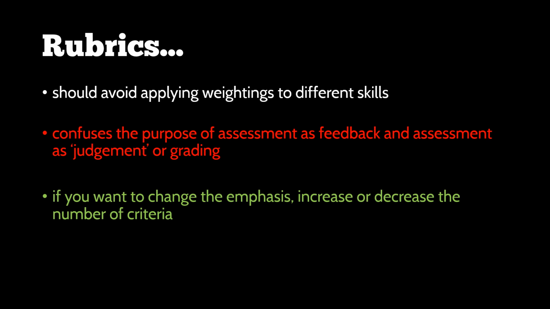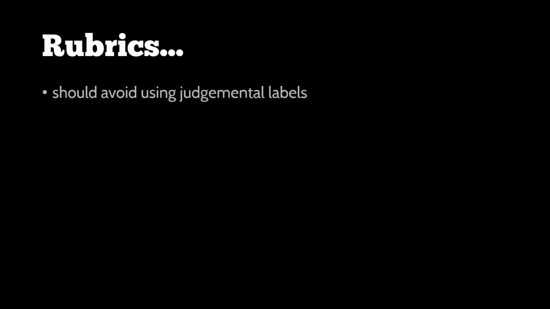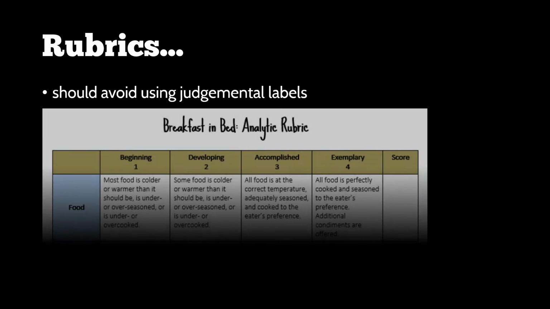And here's a crazy rubric with an example of some seriously over the top weighting. There you go: 3C plus 2O plus 2G plus 1.5V plus 1M over 40 times 10. Very difficult to interpret. We also think that it's good to avoid using judgmental labels for the levels.